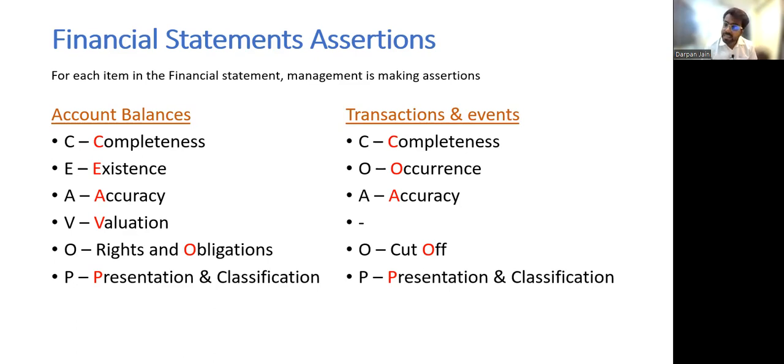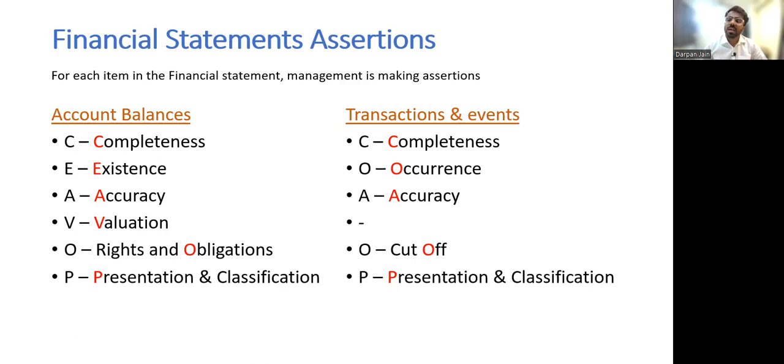The next point, existence, is nothing but the reverse of completeness. What is existence? In existence, you are going to check whether what has been recorded actually exists or not. In completeness, you were seeing whether what is there has been completely recorded or not. In existence, whatever has been recorded, you check whether that actually exists or not.